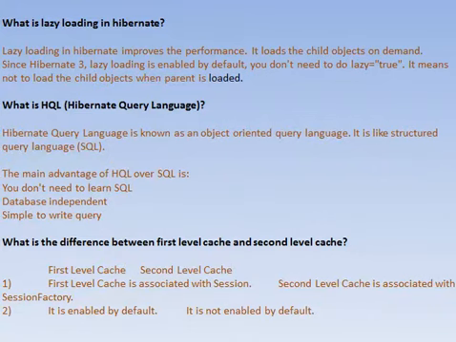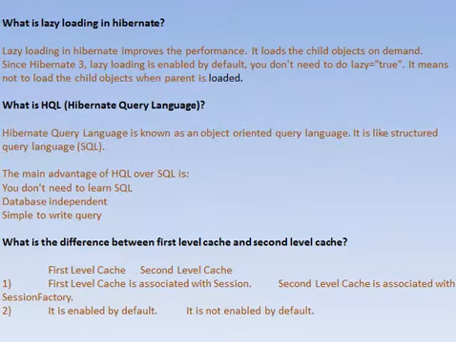What is HQL, Hibernate Query Language? Hibernate Query Language is known as an object-oriented query language. It is like Structured Query Language, SQL. The main advantage of HQL over SQL is you don't need to learn SQL. It is database independent and simple to write queries.